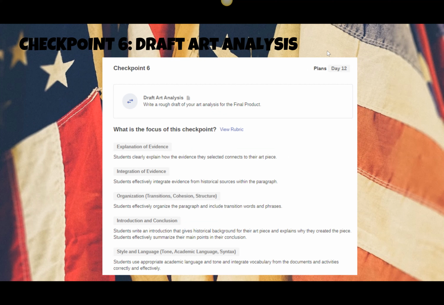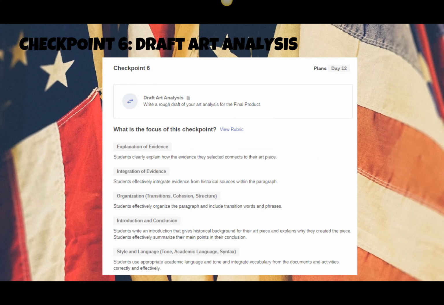But I do want you to also start focusing on those areas below where it says what is the focus of this checkpoint. Those are the cognitive skills that you're being scored on for your final product. So this is where it's telling you exactly what you need to do to get a higher score. So explanation of evidence: the student clearly explains how the evidence they selected connects to their art piece. If you do that, there's no reason you shouldn't get a 3 or a 4 as a score.